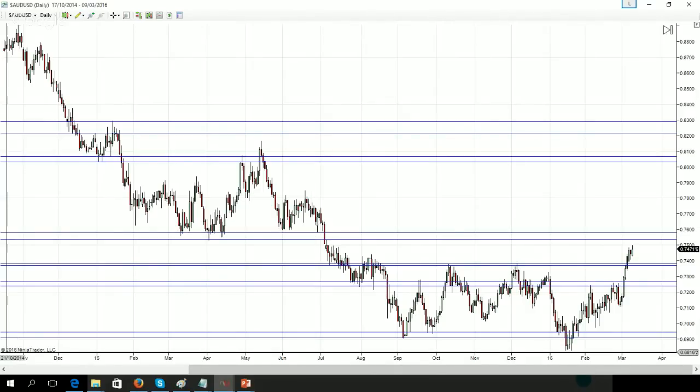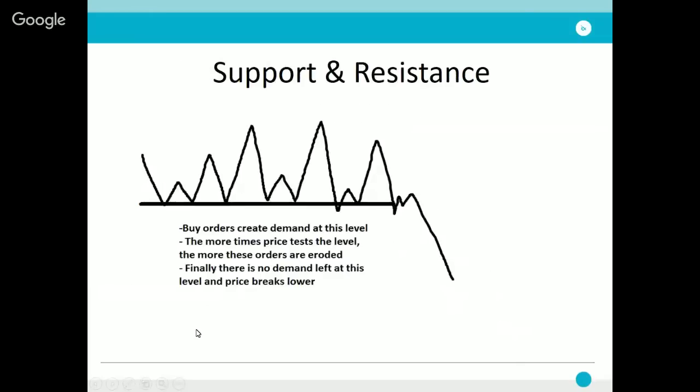So if we go back to the slideshow. Okay, so look at this level here, for example. We know that demand is created by a buildup of orders at this level. Now, as price returns to test this level further times, more of these orders are eroded, okay? And this will continue. So either the orders at this point are strong enough to take price up much higher away from this level, or eventually they will be eroded and price will break down.